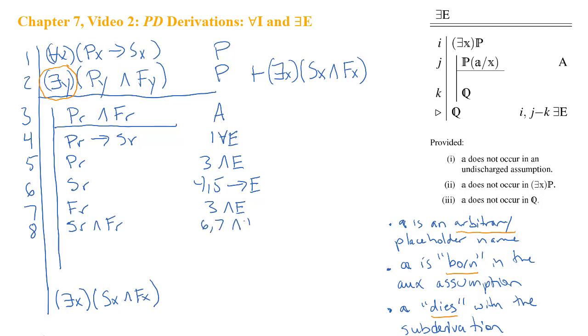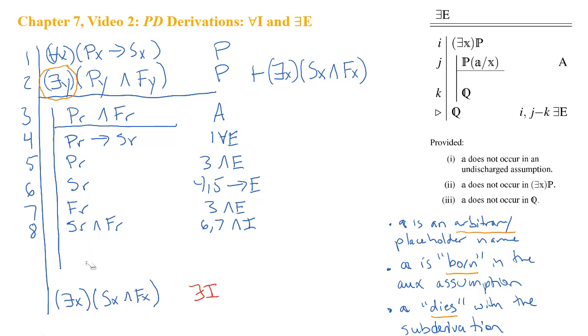6-7 wedge introduction. And you might be tempted at this point to say, okay, I'm going to exit the subderivation and then do the existential introduction to get the conclusion. But you cannot exit the subderivation until you've eliminated the constant that was introduced in the auxiliary assumption, in our case, the lowercase r. Well, how do we get rid of that?